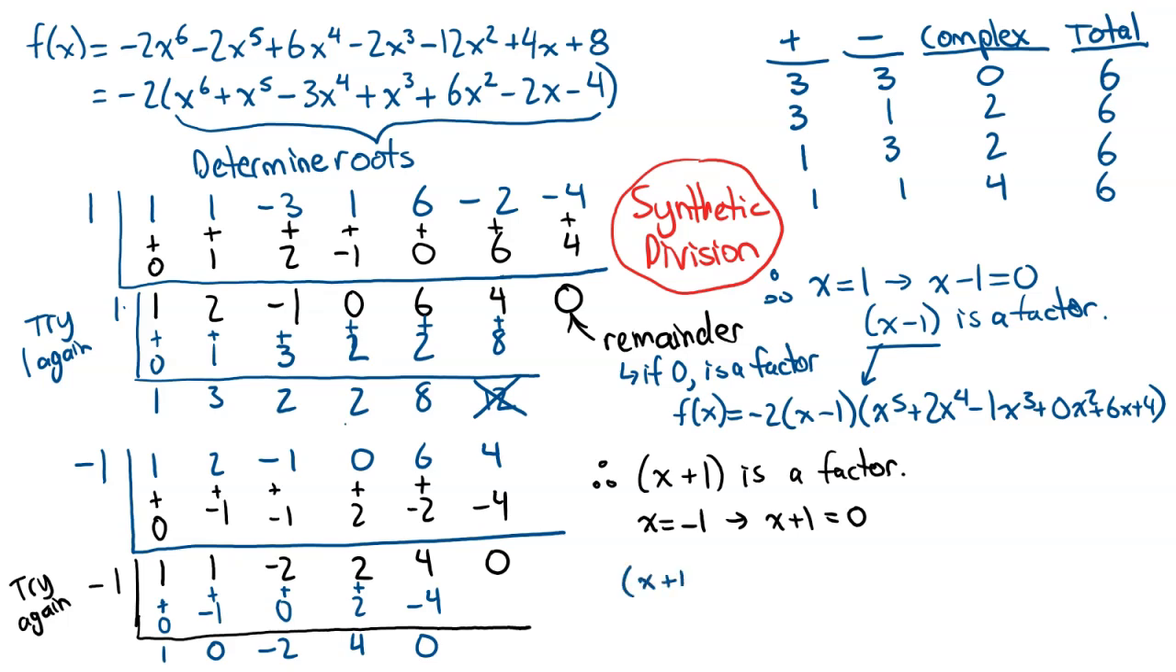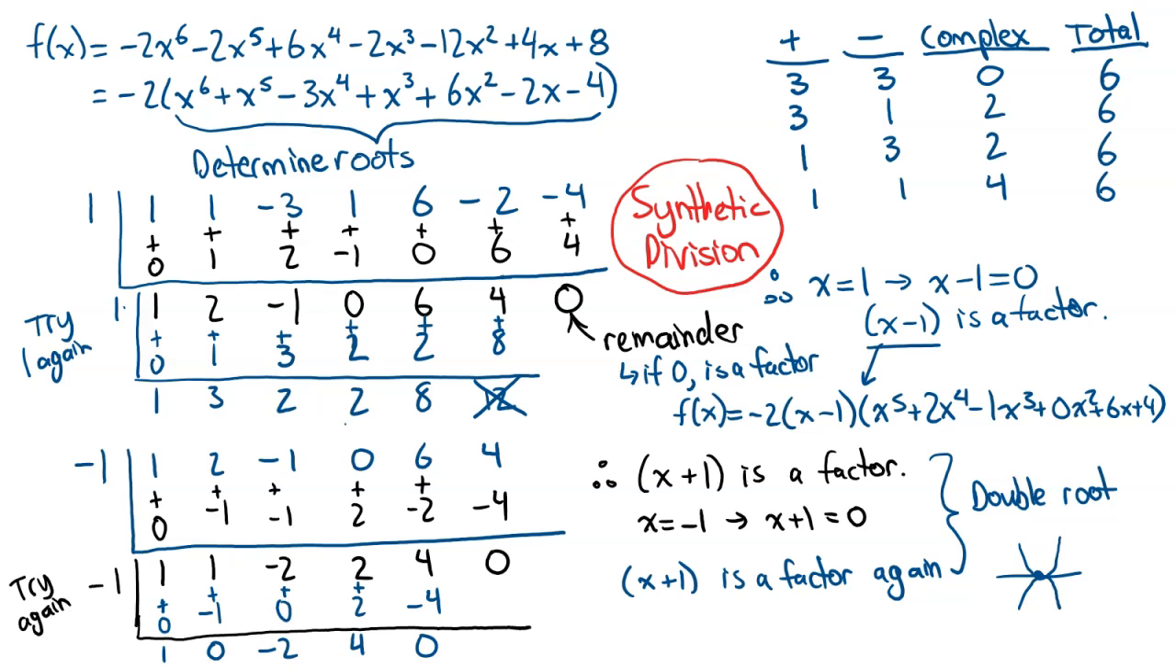So what that means is that x plus 1 is a factor again. And so what that means is we have a double root of negative 1. And that's significant on the graph, because it means the graph is going to come like a quadratic just around that point and either touch it from above or from below. So we have most of the roots.